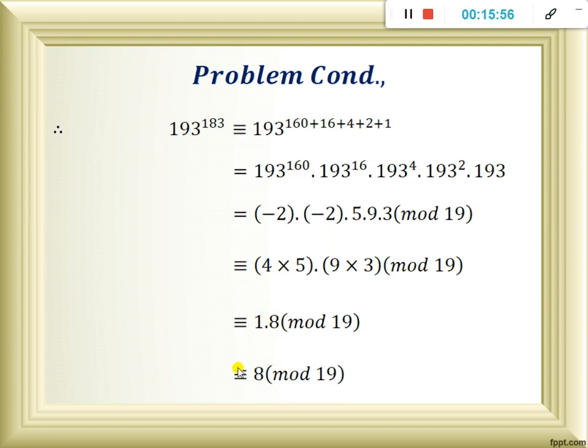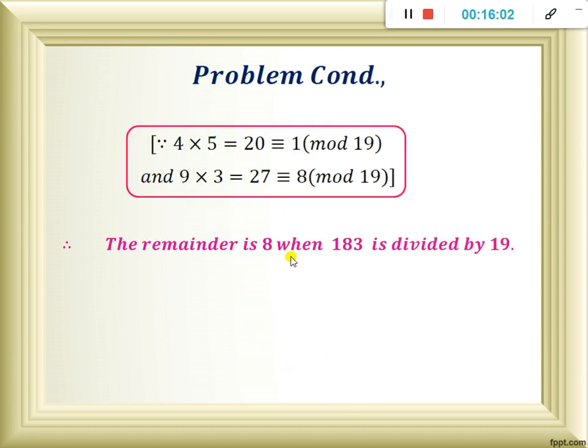So 19 and 8 is 27. So therefore 8 is the remainder for the given problem. Look at this. So this is what we have done. The explanation for the previous step I have given separately. Therefore, the remainder of the given problem is 8. Right? So this completes our problem. Thank you.